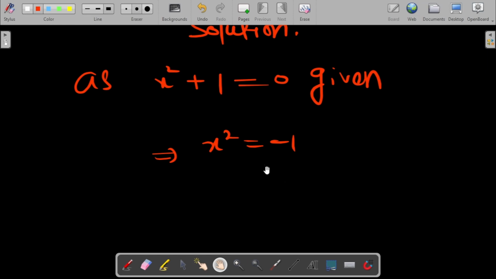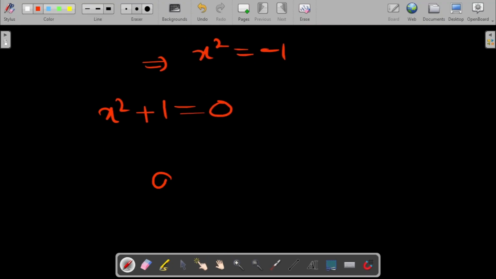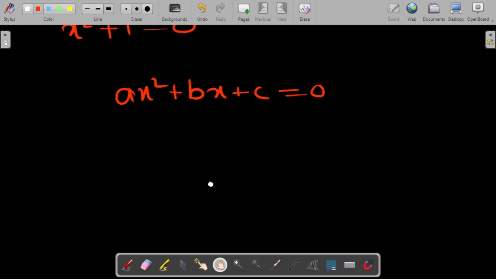So we need to extend the real number system to a larger system so that we can find the solution of the equation x squared plus 1 equal to 0. In fact, the main object is to solve the equation ax squared plus bx plus c equal to 0 when the discriminant is less than 0.